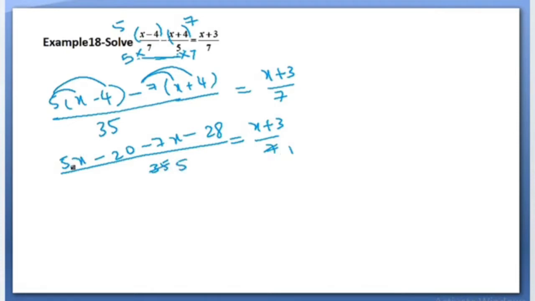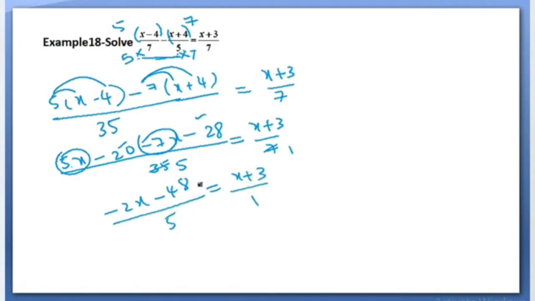Now again simplify. Now you can simplify the x terms. This is 5x, this is minus 7x, so you will get minus 2x. Minus 20 minus 28 you will get minus 48. In the denominator we have 5, and on the right side we have (x plus 3)/1. Now take the cross product to get the x answer. So you should multiply 5 into (x plus 3), which is equal to 1 into (minus 2x minus 48).